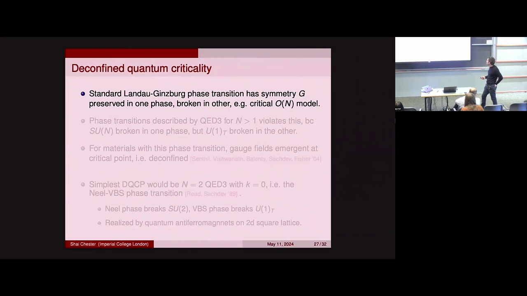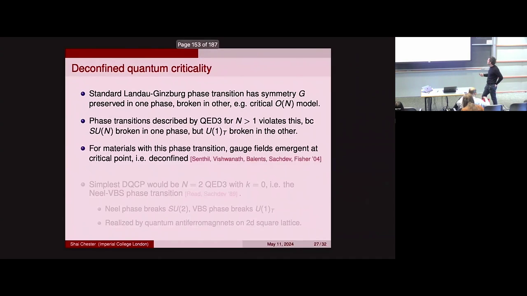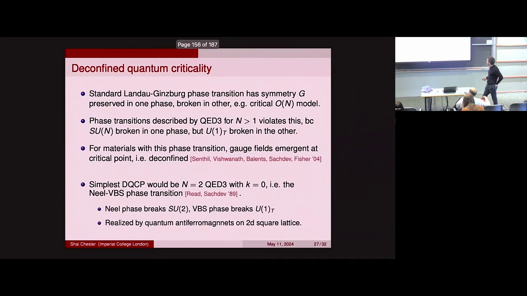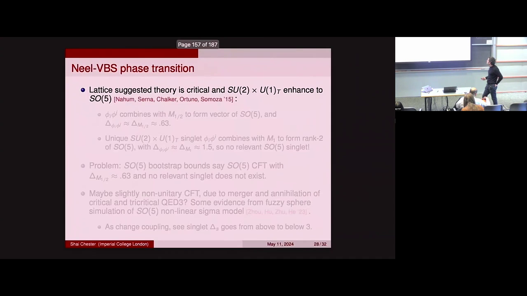So this is just a review of this deconfined criticality story. Yin-Shen already discussed it, so I think we can skip over this. As Yin-Shen discussed, people did a lattice simulation originally by Nahum et al., where they claimed to find SO5 symmetry enhancement from the original SU2 cross U1 symmetry. In particular, they gave evidence for this SO5 by showing that different operators had roughly the same scaling dimension.